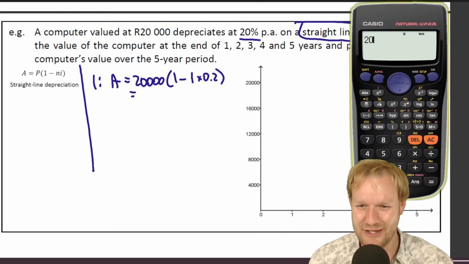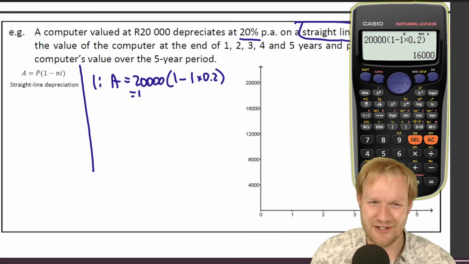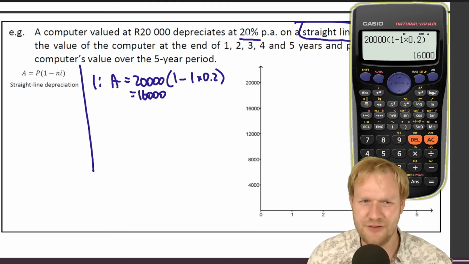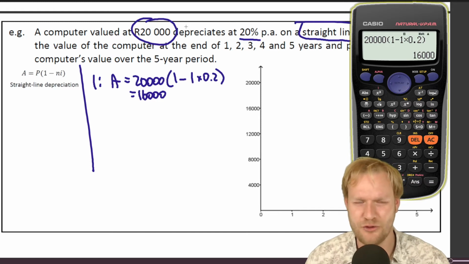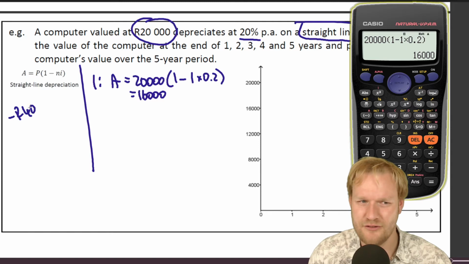And we've got 20,000 times (1 minus 0.2) equals... syntax error. Equals, it's just the excitement, 16,000 Rand. Okay, so 16,000 Rand. I guess 20% is a fifth, and a fifth of 20,000 Rand is 4,000 Rand. So it makes sense. It's going to lose 4,000 Rand every year.